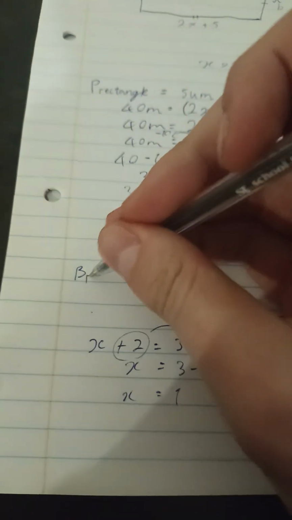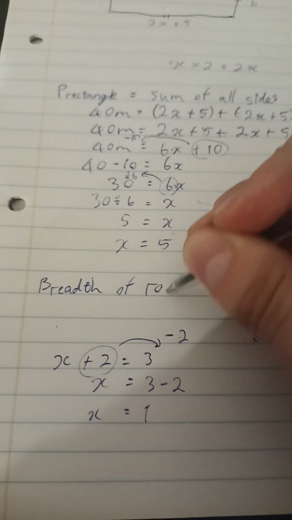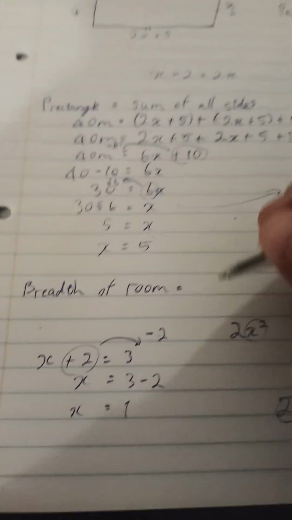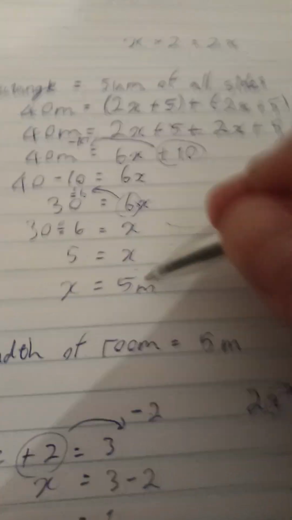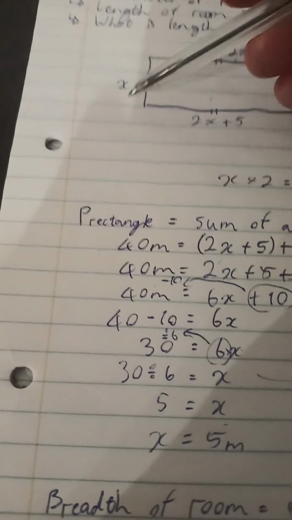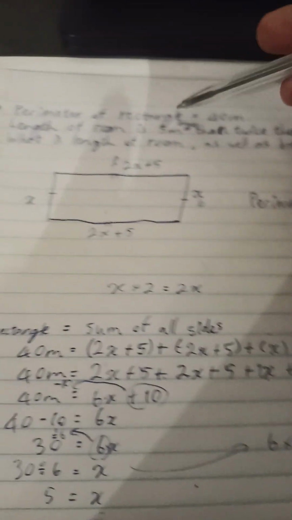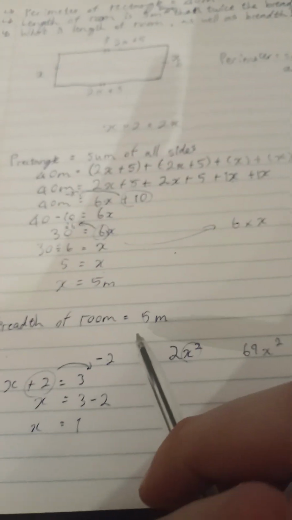Therefore, the breadth of the room is equal to 5 meters. Remember, this is 5 meters because x is the side, and the side is measured in meters, like we already know the perimeter of the rectangle is in meters. So the breadth of the room is equal to 5 meters.